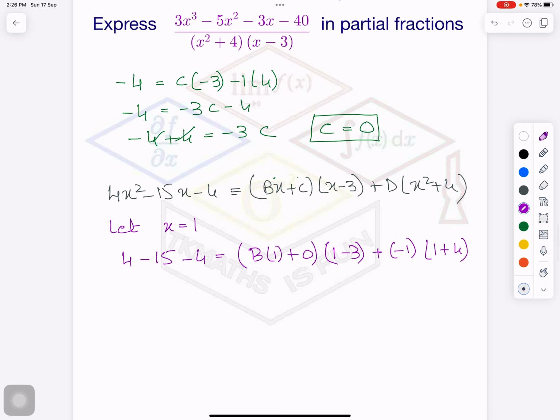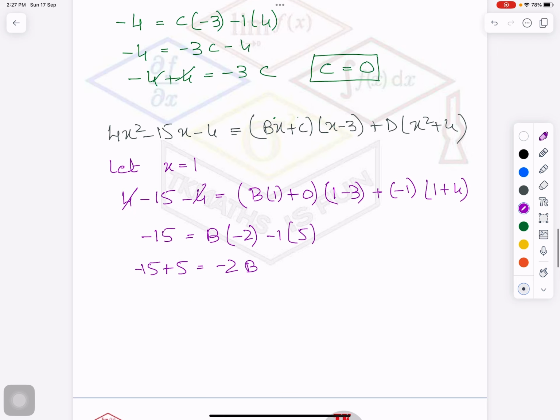So this is what I am getting. Okay, so now it will be minus 15 is equals to b, and this will be minus 2, and this will be 5. So it is minus 15 plus 5 is equals to minus 2b, which means it is minus 10 divided by minus 2 equals to b. So your b is equals to 5. So you got all your values.